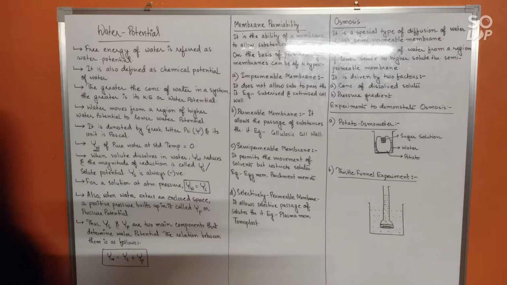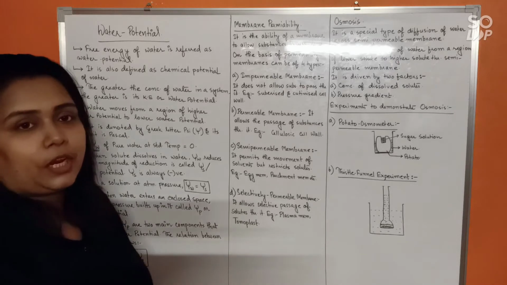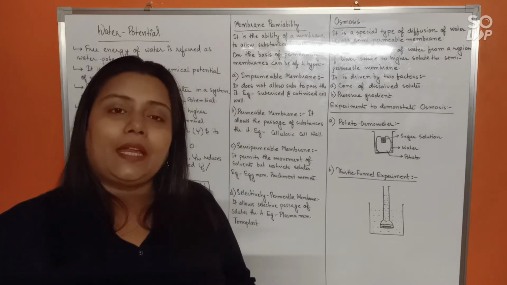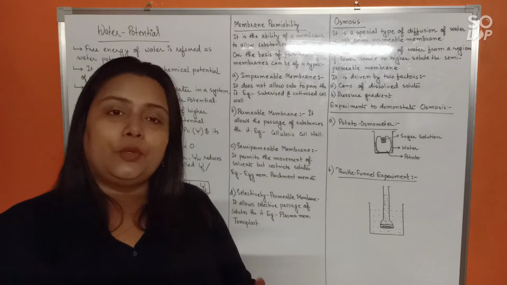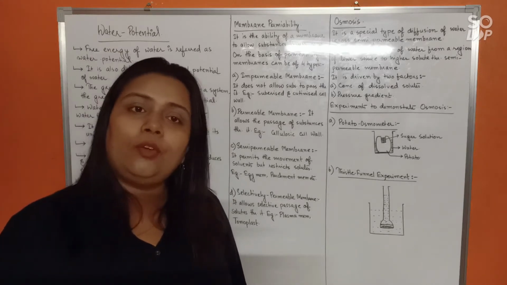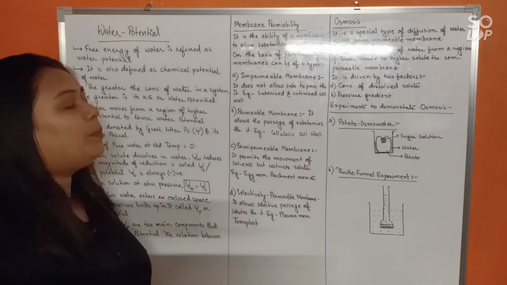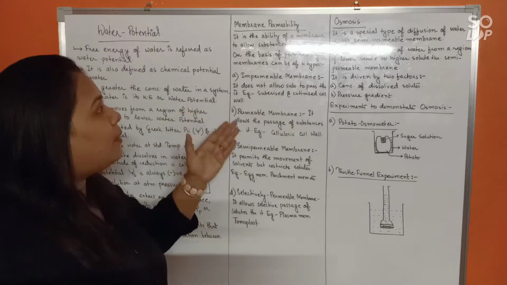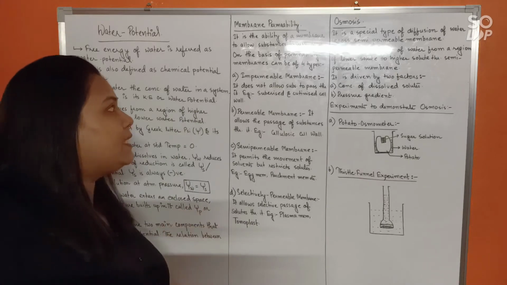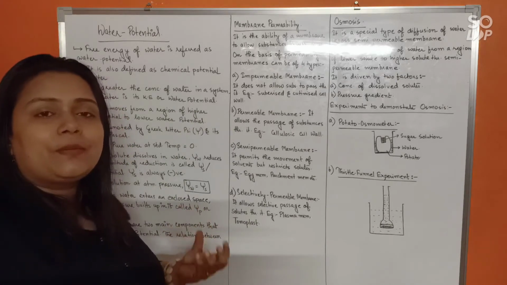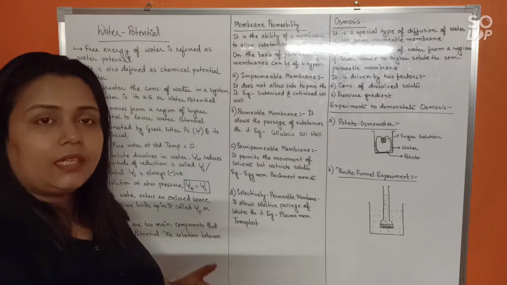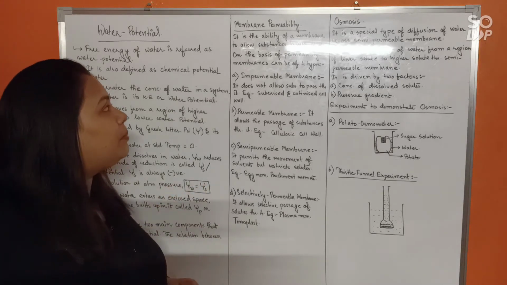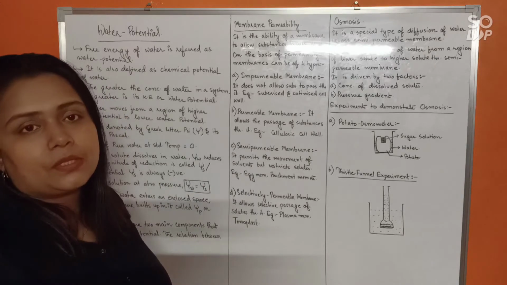Alright, understood this? So, this is all about water potential. I hope all of you are clear about it. Do remember all the relations associated with water potential, solute potential and pressure potential. Alright. Now, next topic that we are going to discuss is membrane permeability. See, it is the ability of a membrane to allow substances to pass through it. Whatever substances can pass through a membrane would be deciding its permeability. Alright. So, based on the permeability, membranes can be of 4 types.